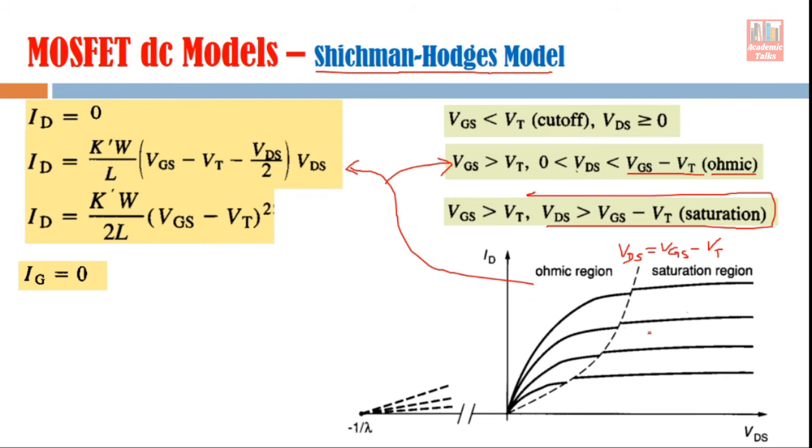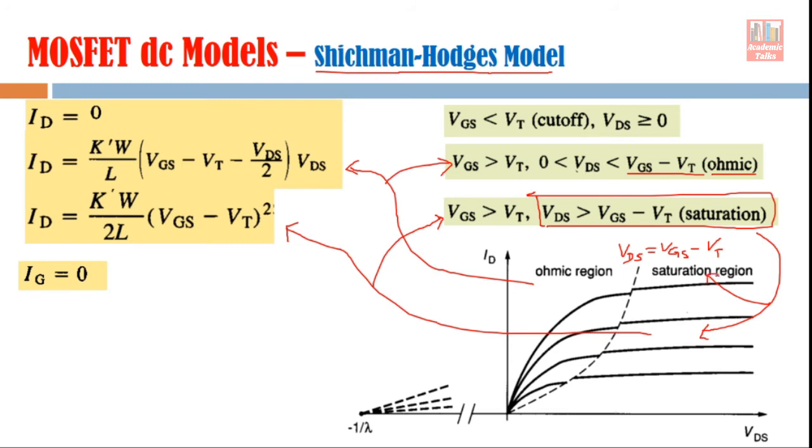So this portion corresponds to this equation. You can see here, ID is almost independent of drain source voltage, because drain source voltage is not appearing here, and the condition for this is listed here. Your VDS is greater than VGS minus VT. This saturation region is listed here, right?